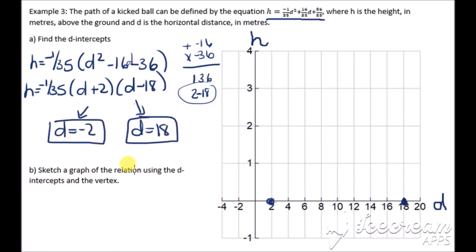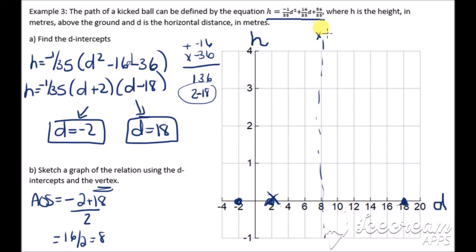Okay, sketch the graph of the relation using the d-intercepts and the vertex. So let's find the axis of symmetry. We're going to go negative 2 plus 18, and then we're going to average it out, so divided by 2. So we're going to go 16 over 2, which is 8.